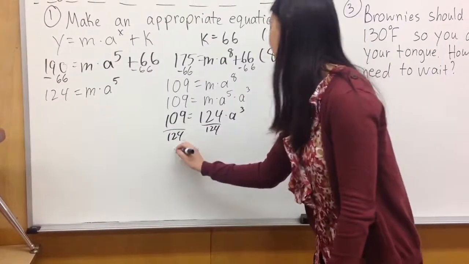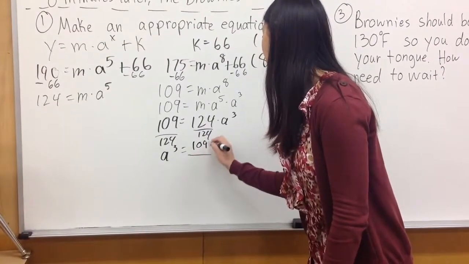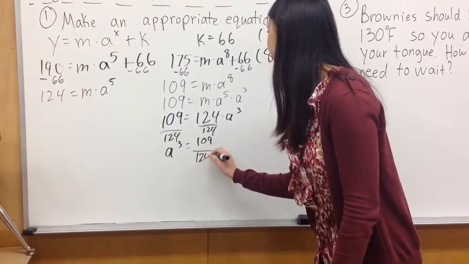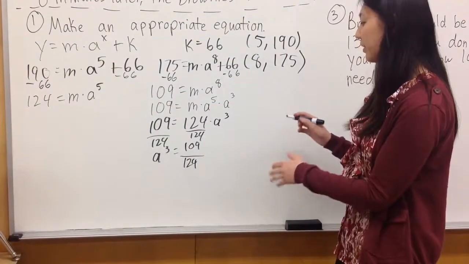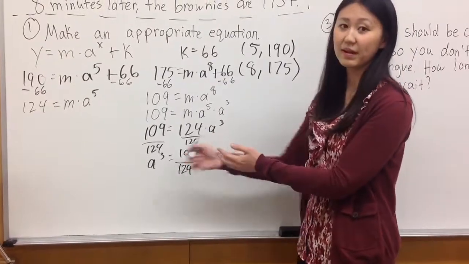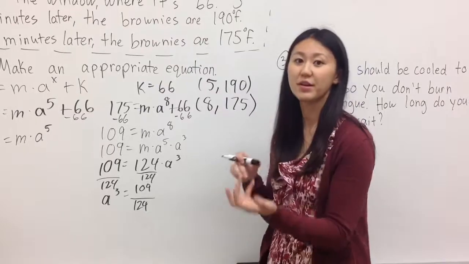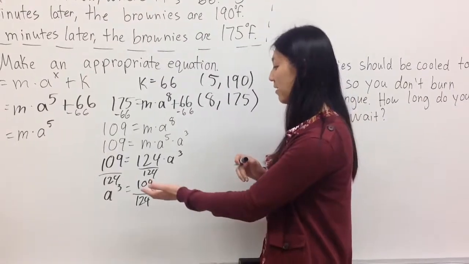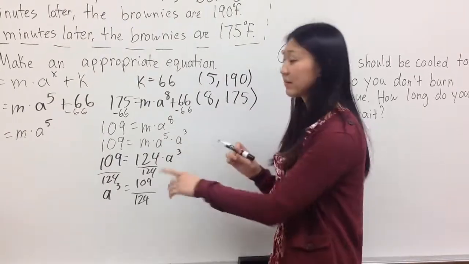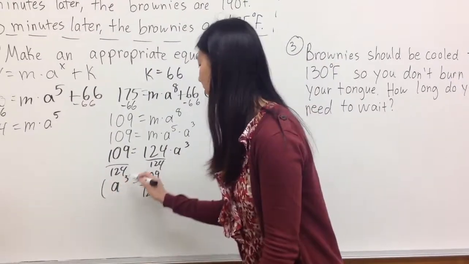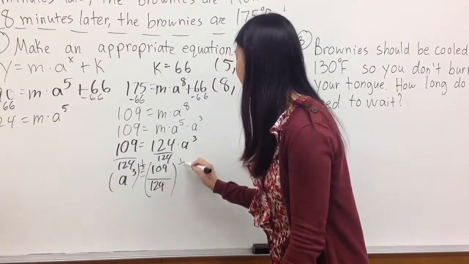So now I have a to the third power is equal to 109 over 124. I need to get rid of this 3 somehow, and the way I'm going to do that is I'm going to raise both sides to the 1/3 power. If you remember, in a couple earlier videos, I talked about how the 1/3 power is the same thing as the cube root. So it's the same type of thing here. 1/3 power here and the 1/3 power here.